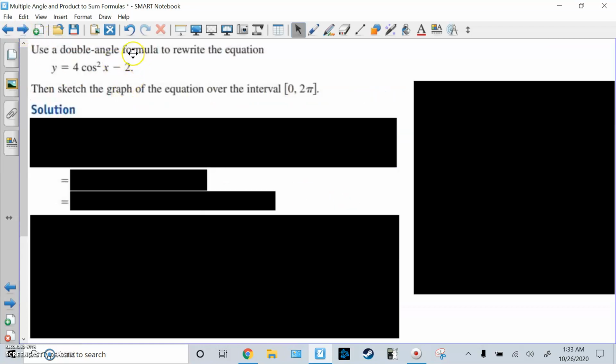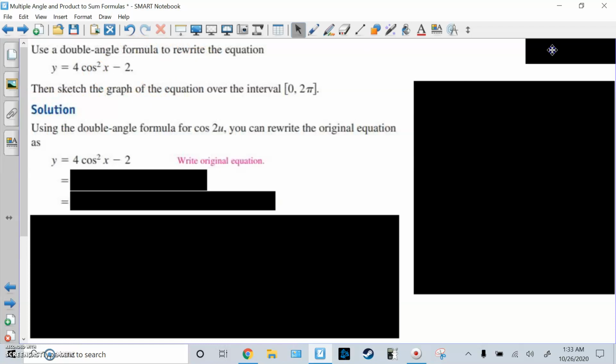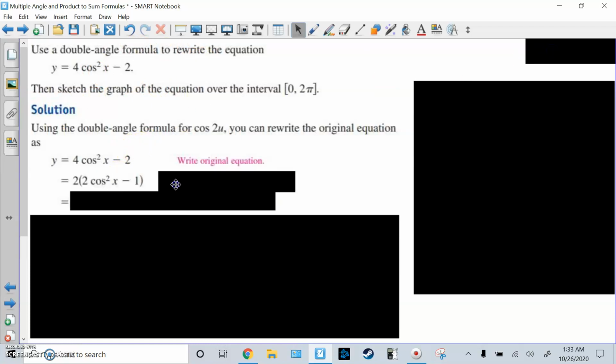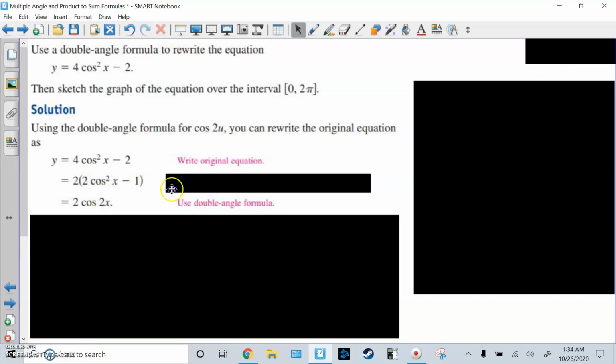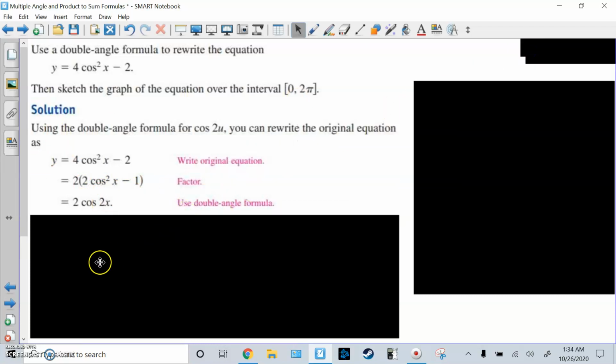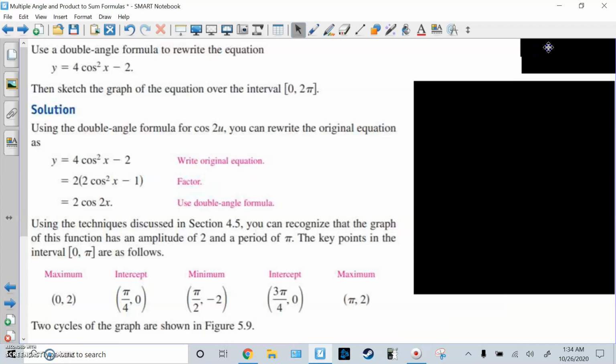Alright, we're going to use the double angle formula to rewrite this, and we're going to sketch it. So, 4 cos squared x minus 2. We can factor out 2, and we'll have this left over. 2 cos squared x minus 1, you may recognize as cosine 2x. So, we now know that this equation, 4 cosine squared x minus 2, is the same as 2 cosine 2x.